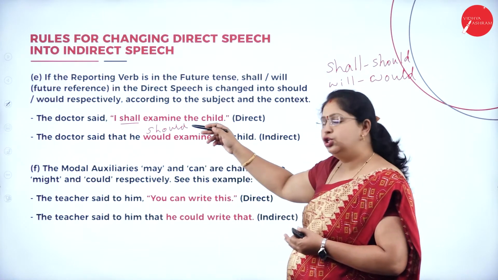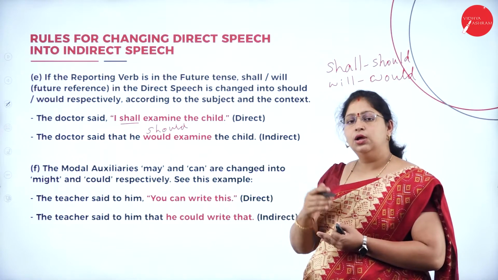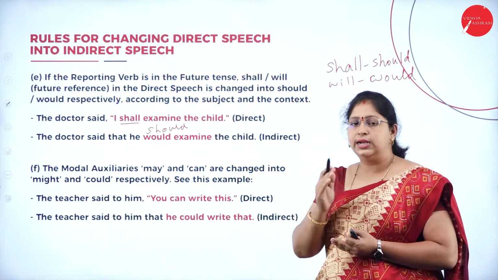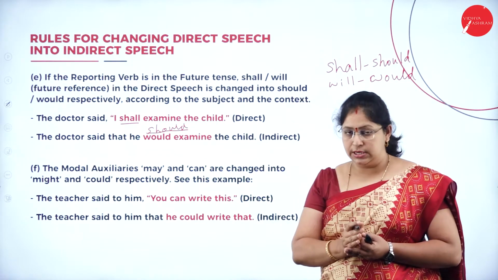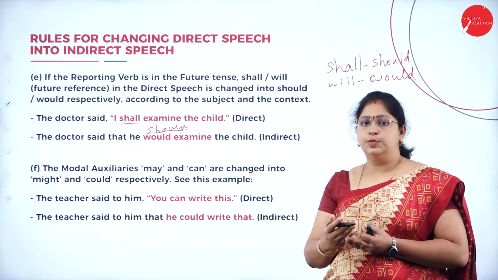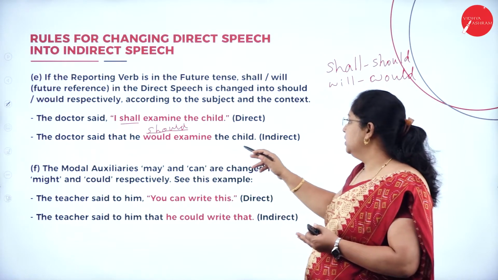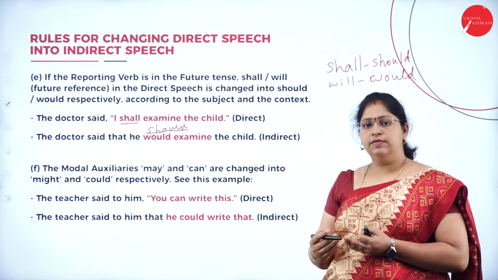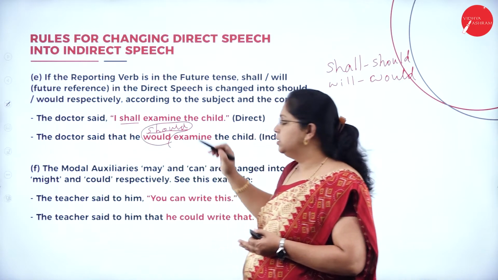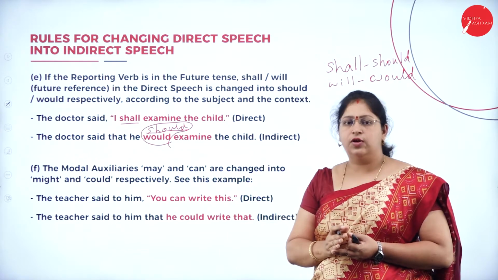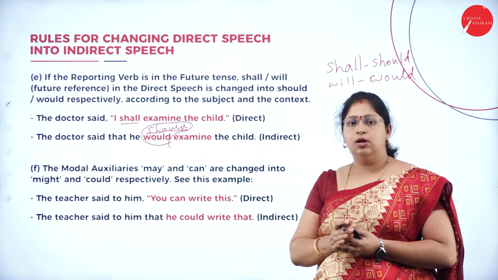Should becomes compulsion, would becomes option. That is the difference. If it is should, it becomes compulsory. If it is would, it is optional. So examine the child. This is how it is changed in the future tense. So don't be confused with these two. Should is for compulsion, would is an option given.